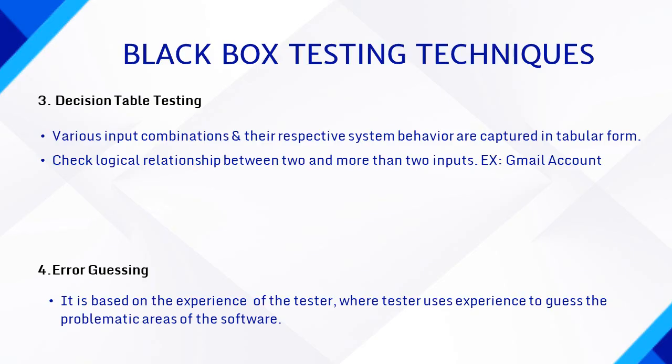The fourth technique is error guessing. In this method, testers use their experience and intuition to guess which parts of the software are more likely to have errors. By focusing on these areas, they can find defects that might not be discovered through formal test cases.